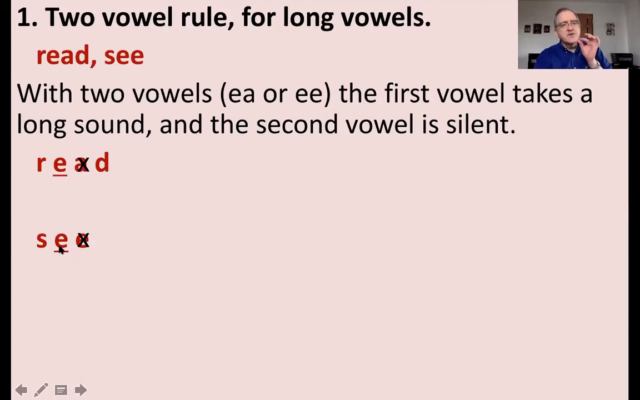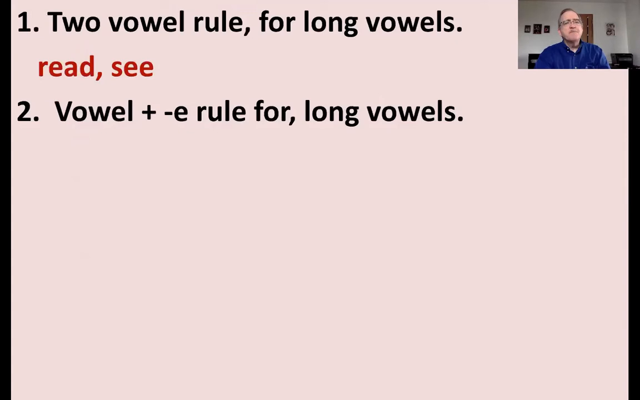Now, there are a few times when that doesn't work. For example, the word heavy is heavy. But that's kind of unusual. Usually, this rule works. All right. That's the first rule, rule one. Now, rule two, the vowel plus E rule makes a long vowel. For example, Pete is a name. And recede.